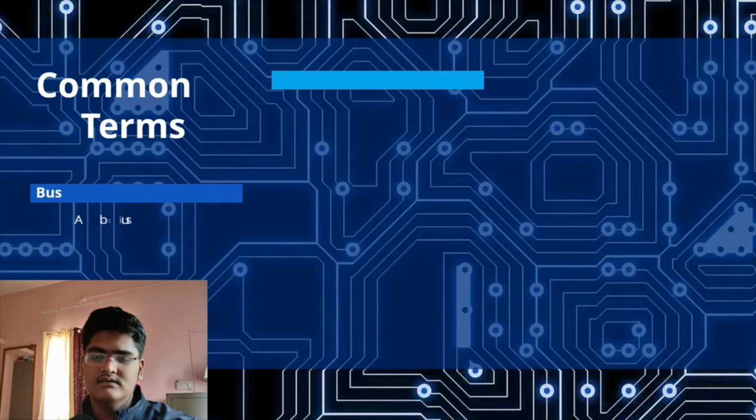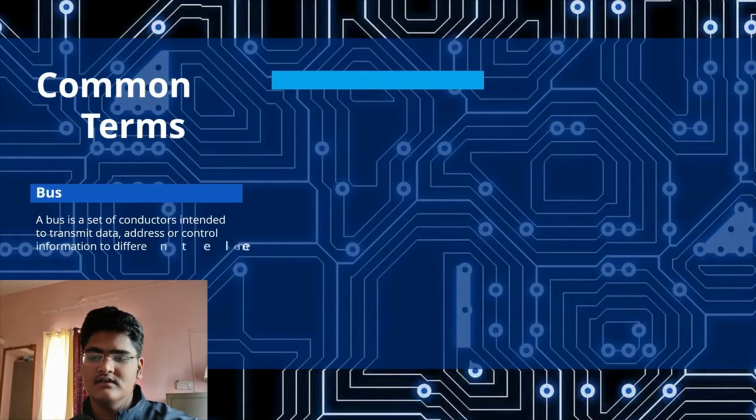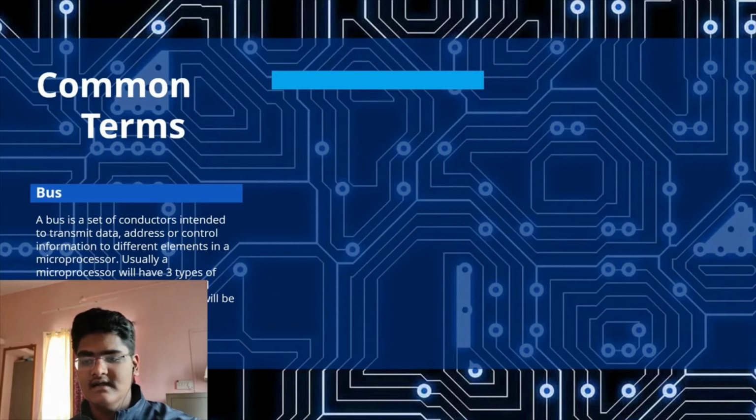Common terms: bus. A bus is a set of conductors intended to transmit data, address, or control information to different elements in a microprocessor. Usually, a microprocessor will have three types of buses: data bus, control bus and address bus. An 8-bit processor will be using an 8-bit wide bus.